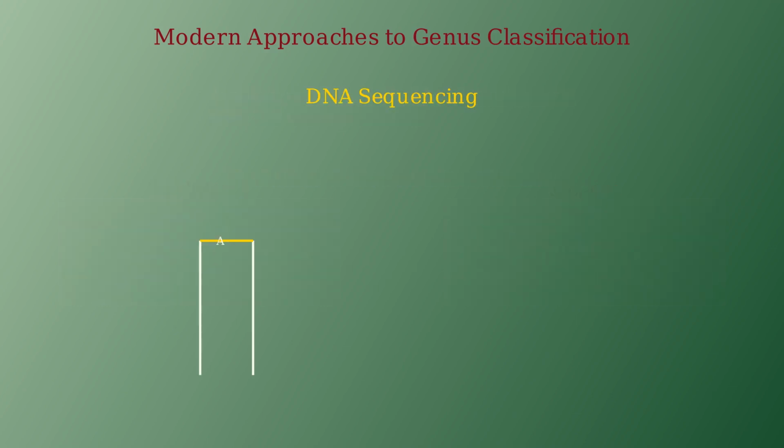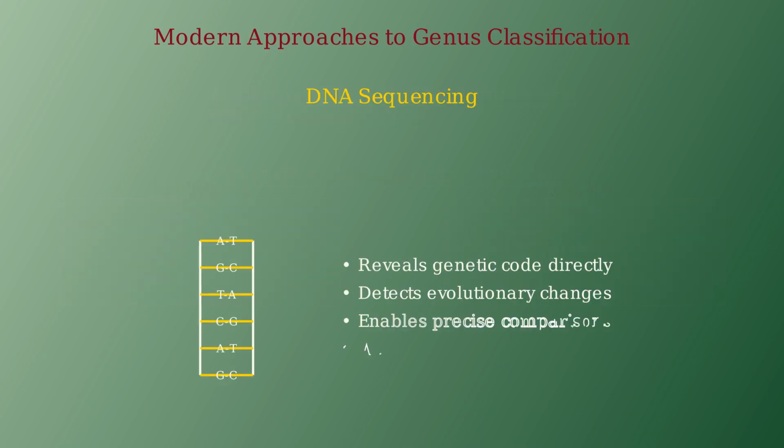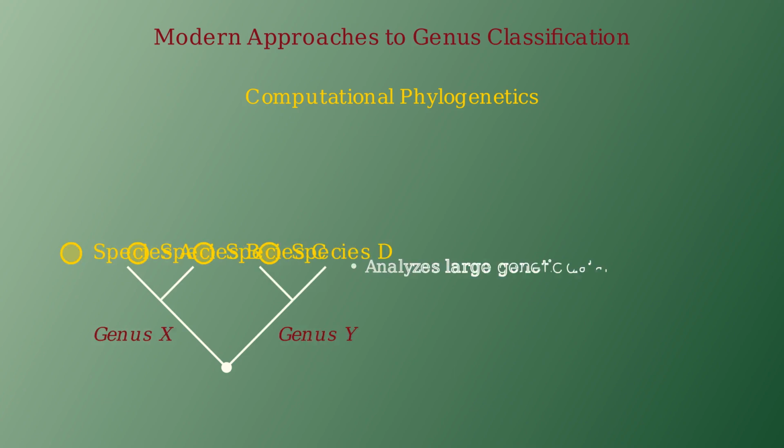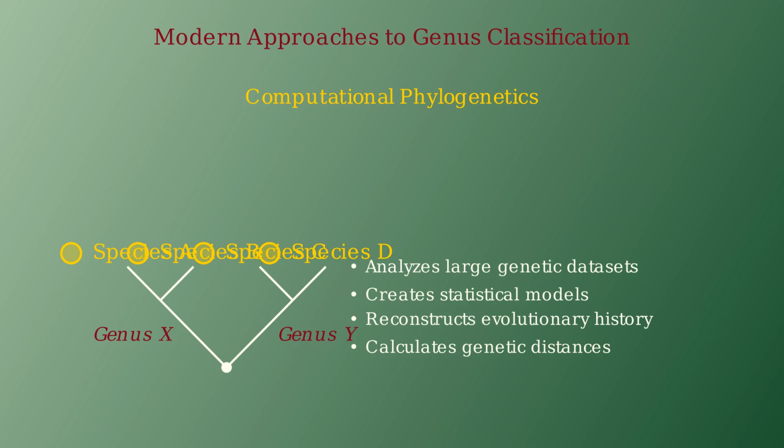DNA sequencing has become the cornerstone of modern taxonomic classification. By analyzing genetic code directly, scientists can identify precise evolutionary relationships between organisms. Computational phylogenetics uses advanced algorithms to analyze genetic data and reconstruct evolutionary relationships. These methods create statistically robust phylogenetic trees that reflect true evolutionary history.